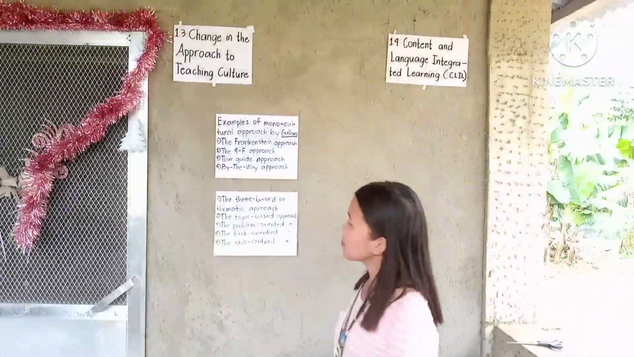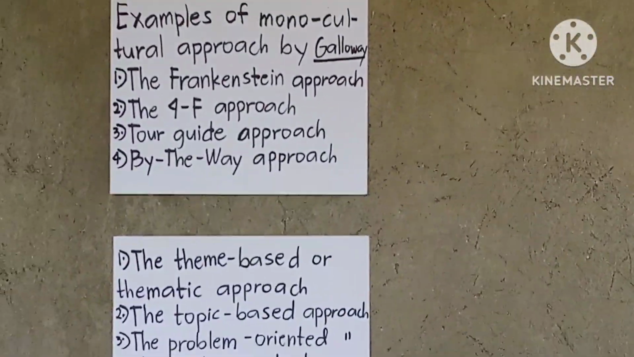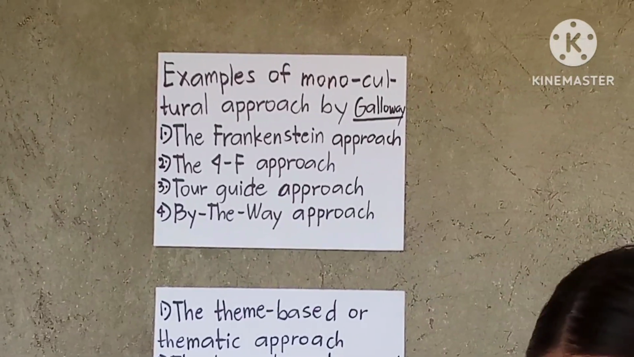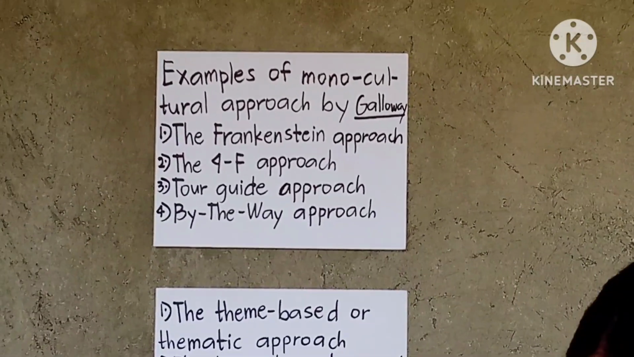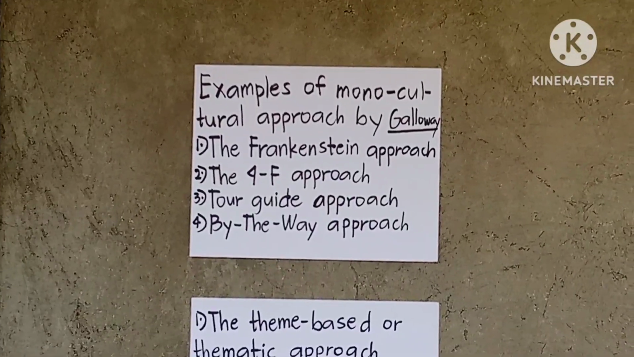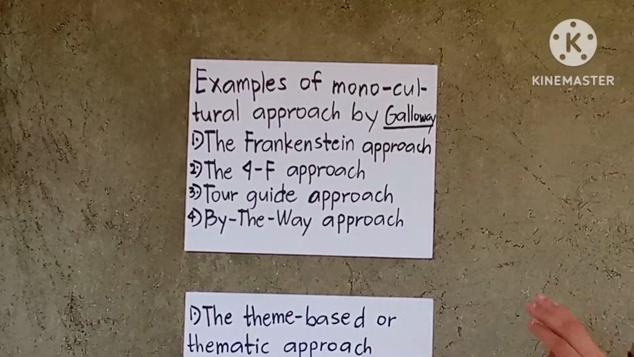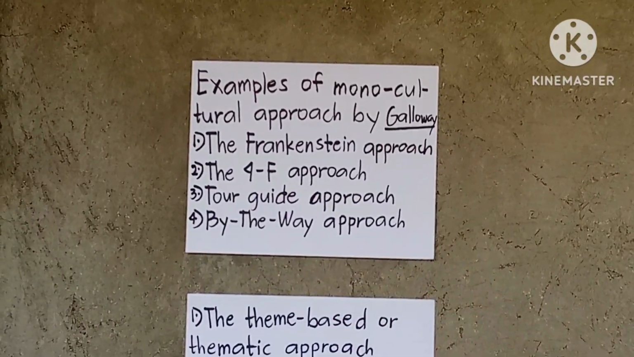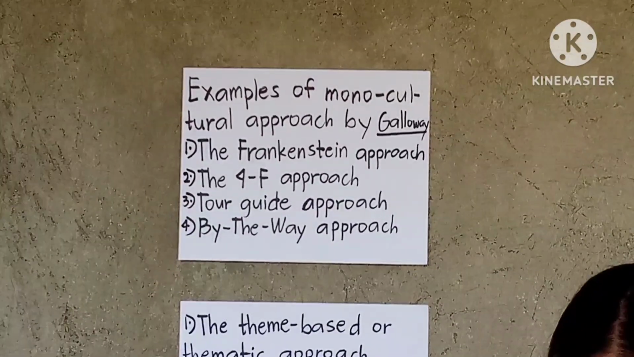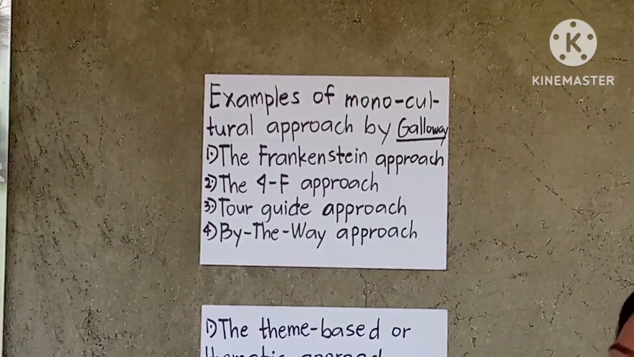So now we have here examples of the monocultural approach by Galloway. First is the Frankenstein approach. Example here is a taiko from here, a flamenco dancer from here, a gaucho from here, a bullfight from here. Then next is the 4F approach. The 4F approach are those folk dances, festivals, fairs, and food.